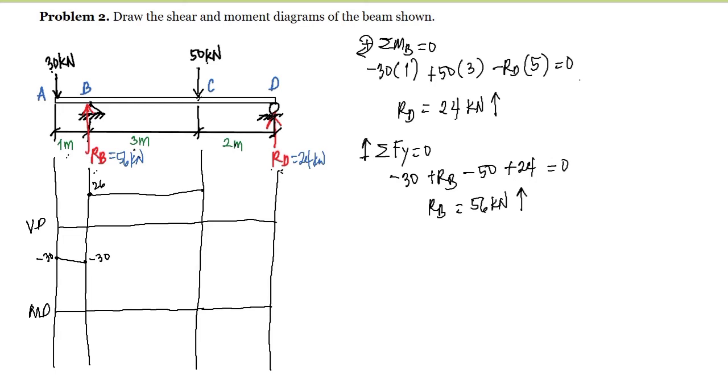And ibababa tayo ni load 50. So we have here 26 minus 50. That is equal to negative 24 kilo. Wala tayong load between point C and point D. So constant lang yung 24 kilonewton hanggang dito sa point D. And this 24 kilonewton here will be closed by the 24 kilonewton reaction at point D. So aakyat tayo dito, and that would be 0. So this would be our shear diagram.